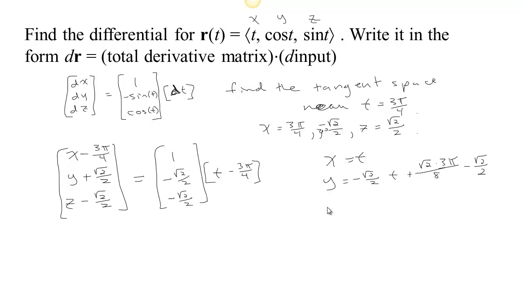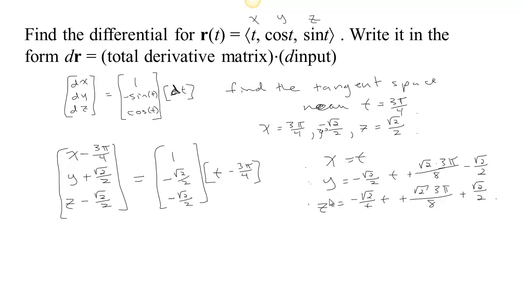Z works similarly. We get negative root 2 over 2 times t, and then negative root 2 over 2 times negative 3 pi over 4 makes plus root 2 times 3 pi over 8, and then getting z alone would require us to add root 2 over 2 to both sides. So what we found are linear equations for x, y, and z that do a good job of approximating these nonlinear equations when the value of t is near 3 pi fourths.